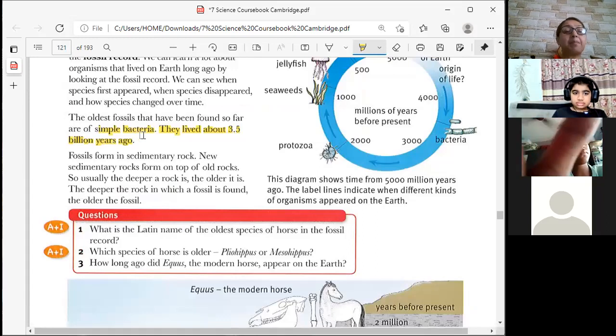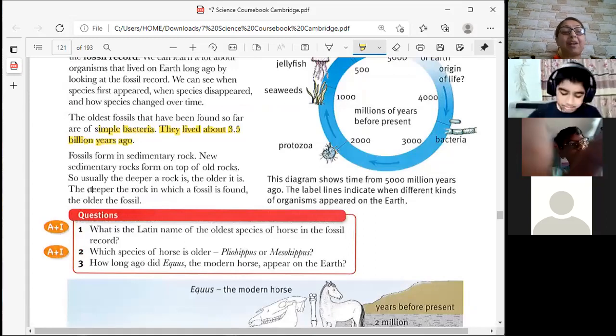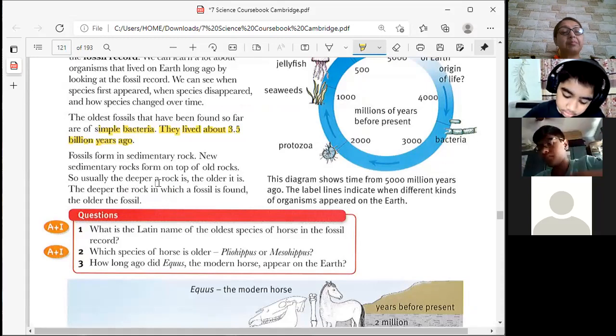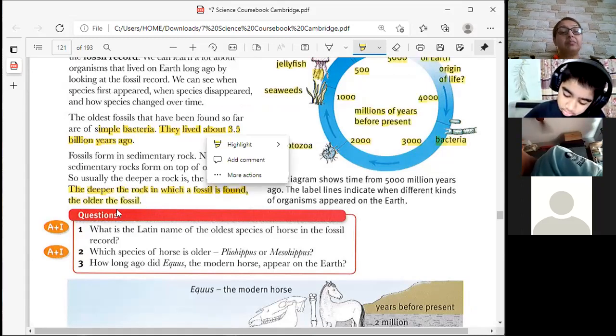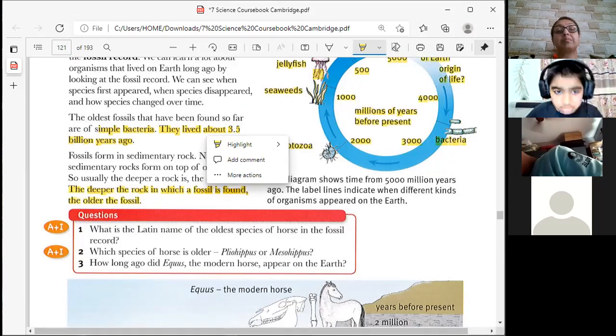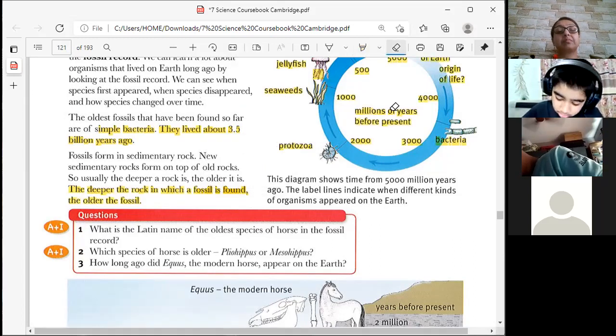I want you to write: simple bacteria lived about 3.5 billion years ago. And one point which is important, you have to mention this also.